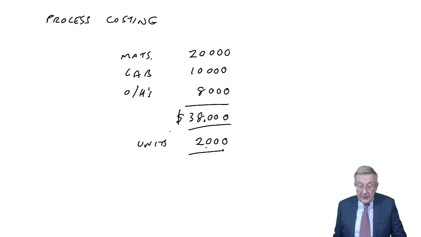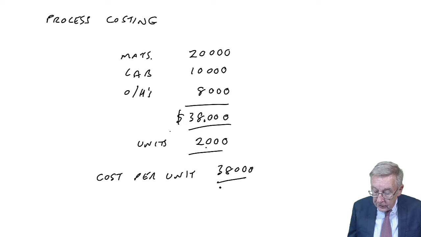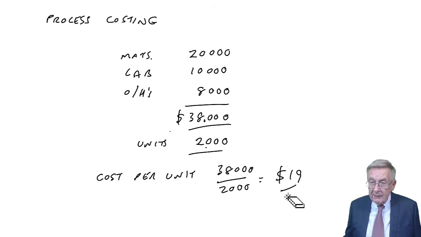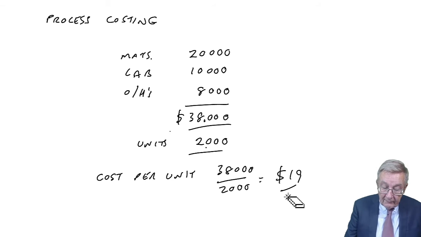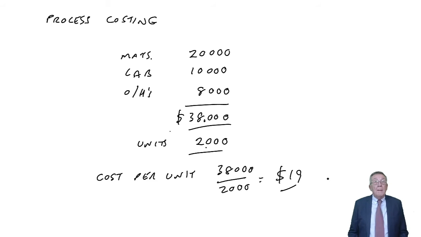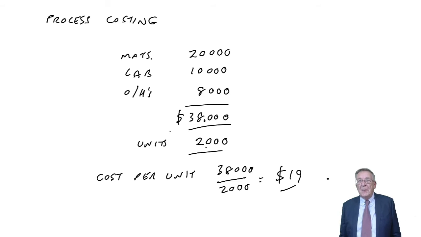Well, if it's 38,000 to produce 2,000 units, surely the cost per unit, 38,000 in total, 2,000 units is what? $19. So I think that's very logical, very obvious, and very straightforward. I'll explain why there can be one or two problems, but for the moment, I think easy enough.